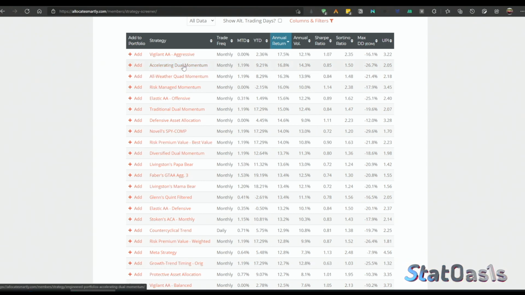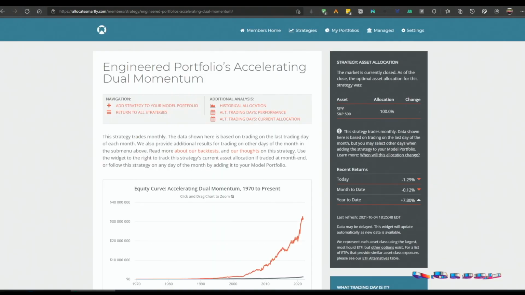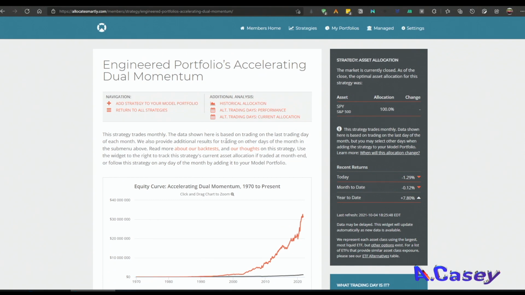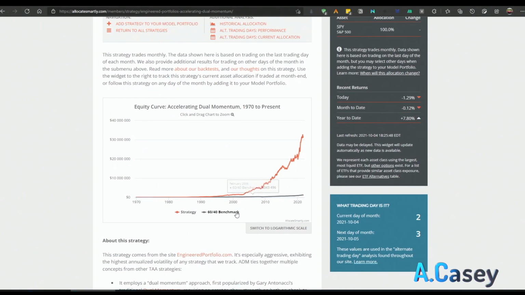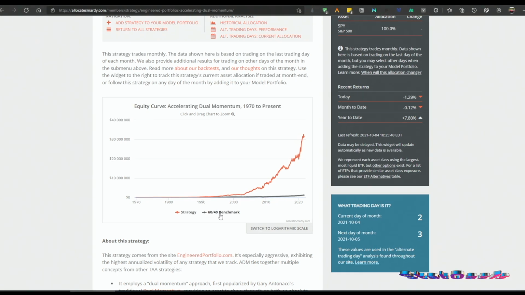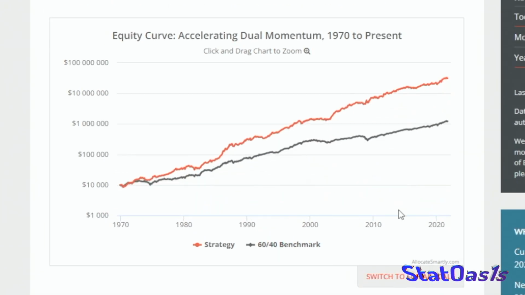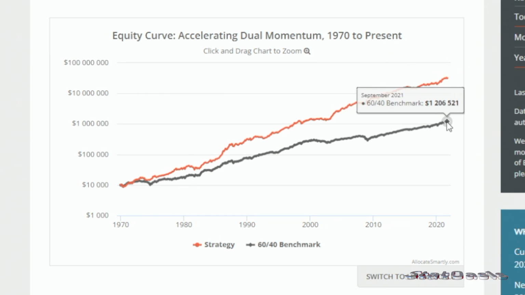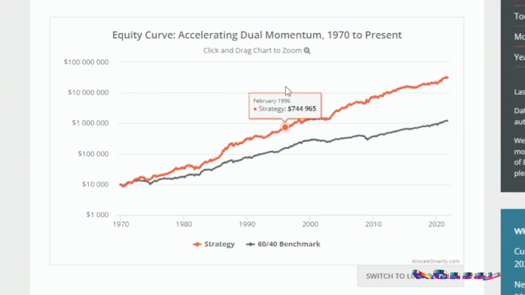Now, in the beginning, I suggest you start easily. Let's say accelerated dual momentum. This is a very popular asset allocation portfolio, and if you just click on it, it will always be compared to the 60-40 benchmark, the 60 stocks and 40 bonds. And if we switch to logarithmic scale, you can easily see the difference. So this one, since 1970, of course, the performance is a huge difference.